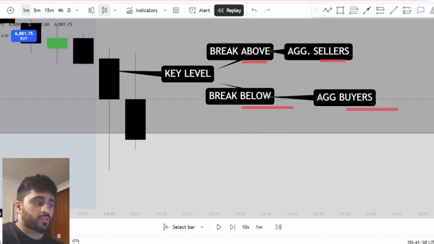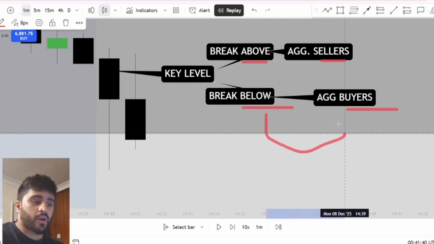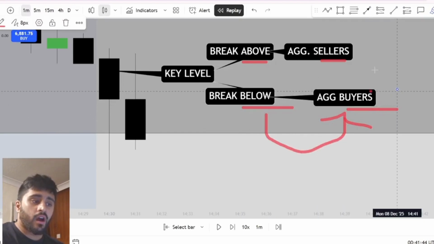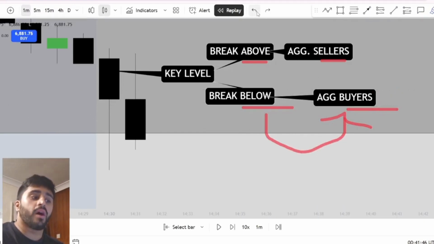When you break below a zone and you see these aggressive buyers, right? What that means is that these aggressive buyers have been unsuccessful, right? We call this a buyer absorption, and principally this is the only reason a fair value gap or an opening range breakout is going to hold. Once you come into your level, do you break above or do you break below?